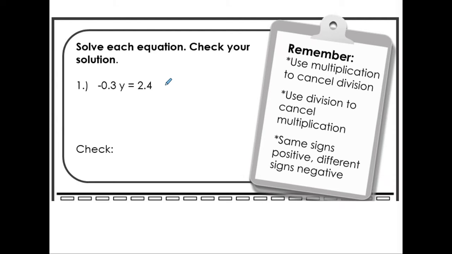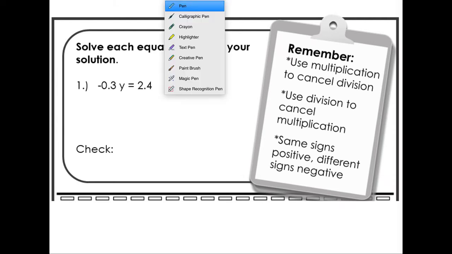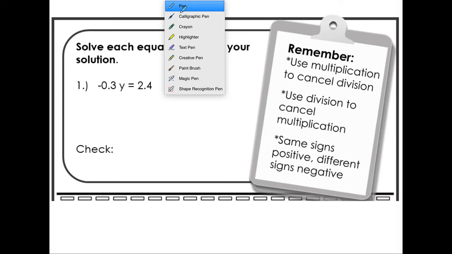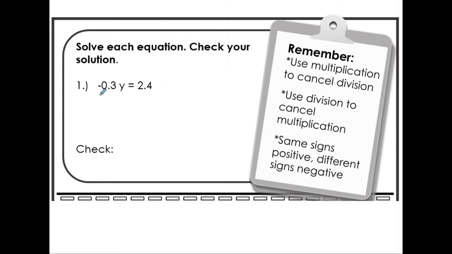Okay, so let's go ahead and do this one. It says solve each equation and check your solution, which means that we do need to write down a check. Okay, so let's go ahead and try this first one. So I have -3/10 y equals 2 4/10.